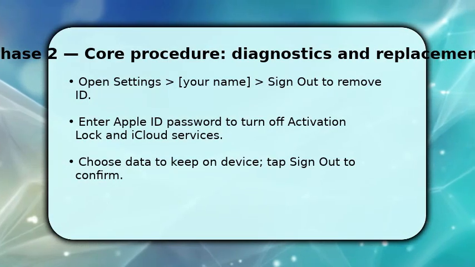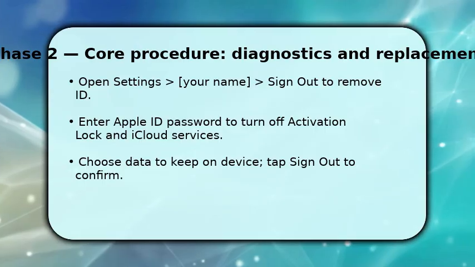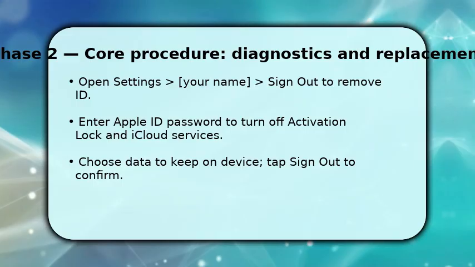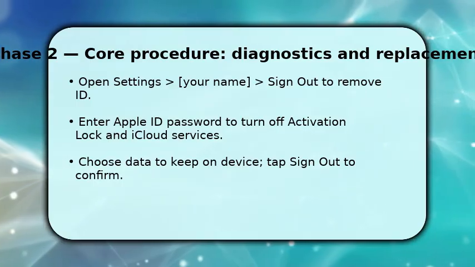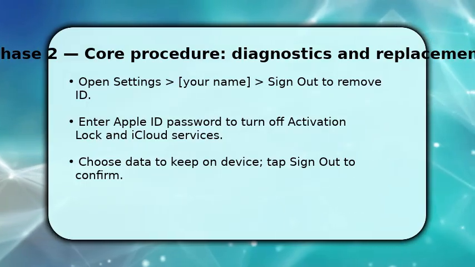You now perform the disabling action on the device. Open Settings, tap your name at the top, then scroll and choose Sign Out. When asked, enter the Apple ID password to turn off activation lock and iCloud syncing. This step detaches data like photos and passwords from the account.